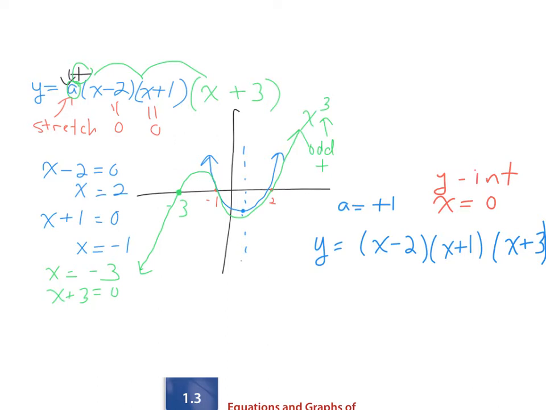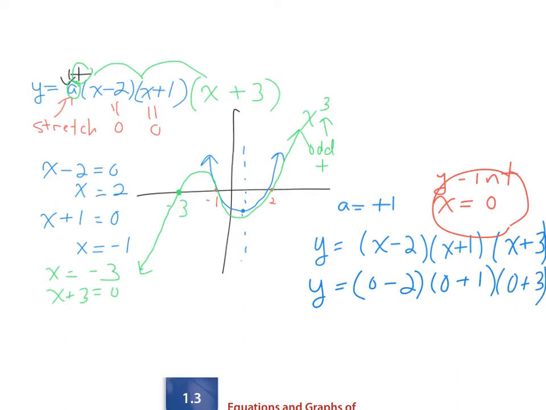So the way that I would do that is I go ahead and I make my x value in this function 0, and I look for the value of y that results. So y equals, so all I'm doing is subbing in 0 for x here. And let's see what that yields me. So -2 times +1 times 3, so y equals -6. And so that also makes sense given what my graph looks like so far, right?